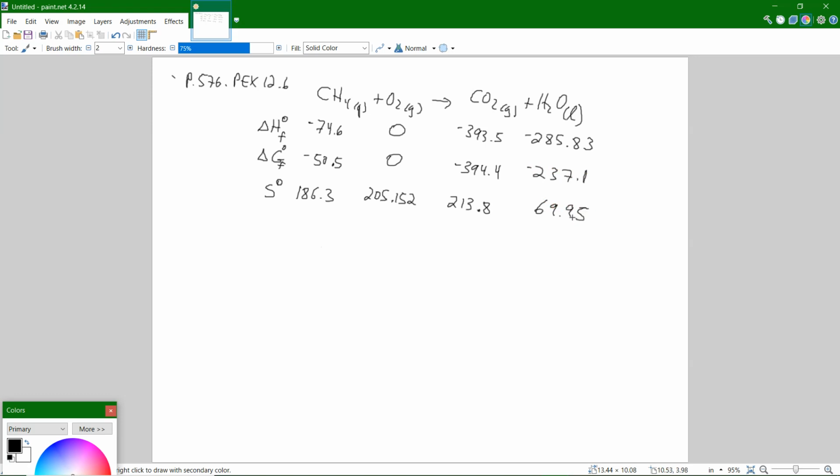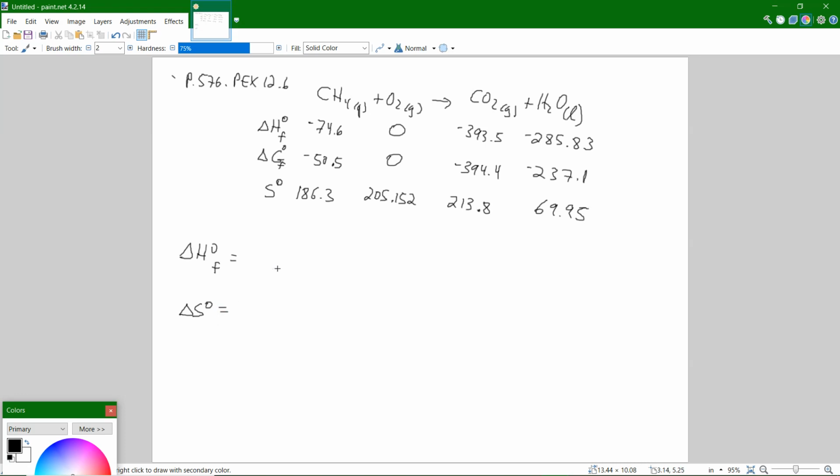Now I'm going to jump back to the question. Let's get the delta H naught of formation and the delta S naught. We don't call it formation for entropy, we just call it delta S naught. So delta H naught of formation.